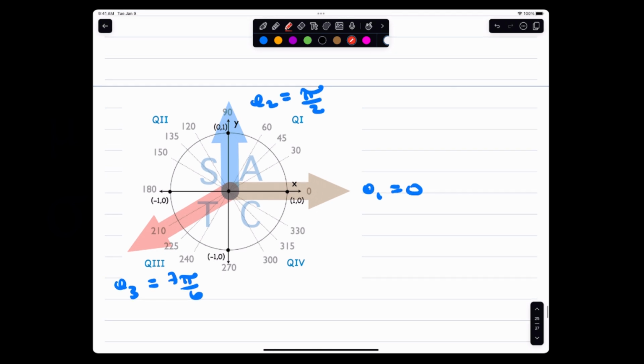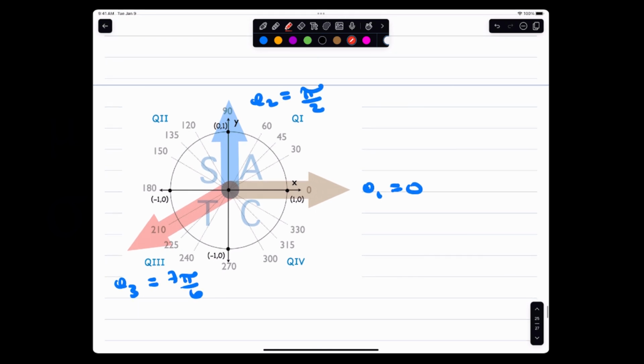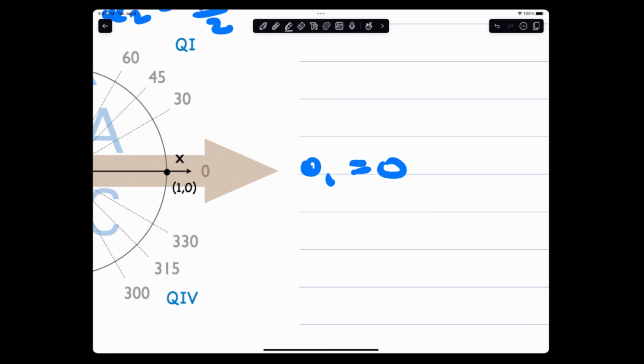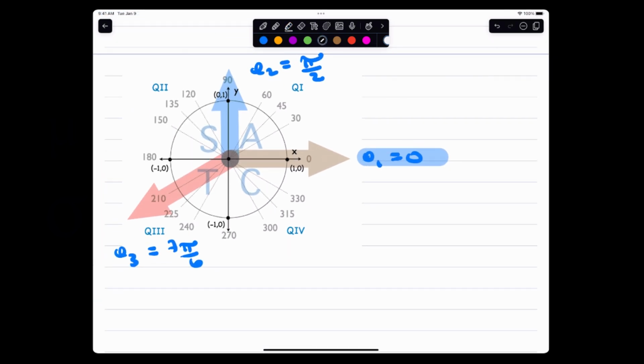Now, let's take a look at this one here. You ready? How do you think we do this one? We have 3 solutions here. If I start with the first solution, what's our theta? Theta 1 is 0. You take 0 and add 2n pi.